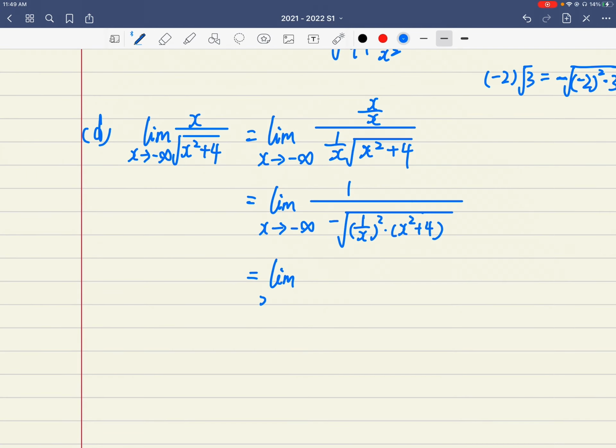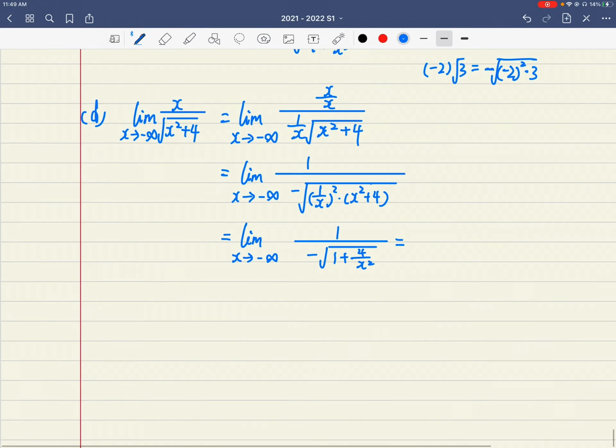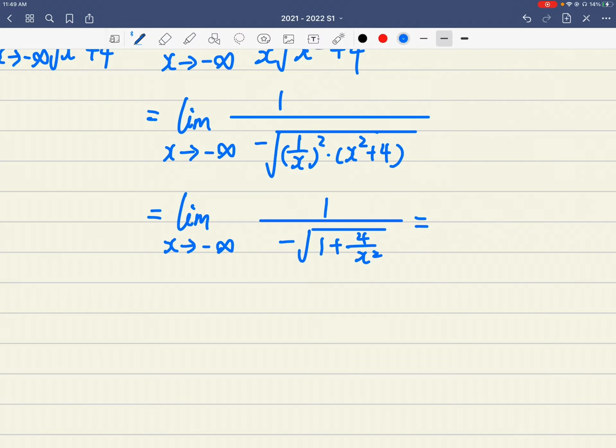So it's the limit, x approaching negative infinity, of 1 over negative square root of 1 plus 4 over x squared. Now do the substitution. When x is positive or negative infinity, this fraction is 0, so it's just 1 over square root of negative 1 plus 0. So the result is just negative 1.